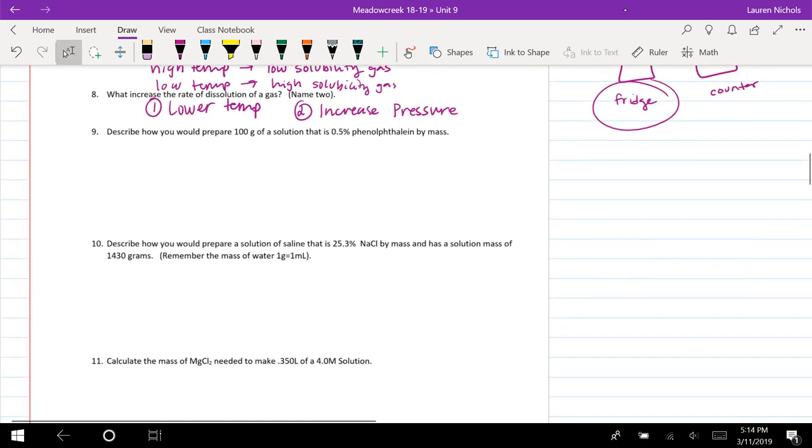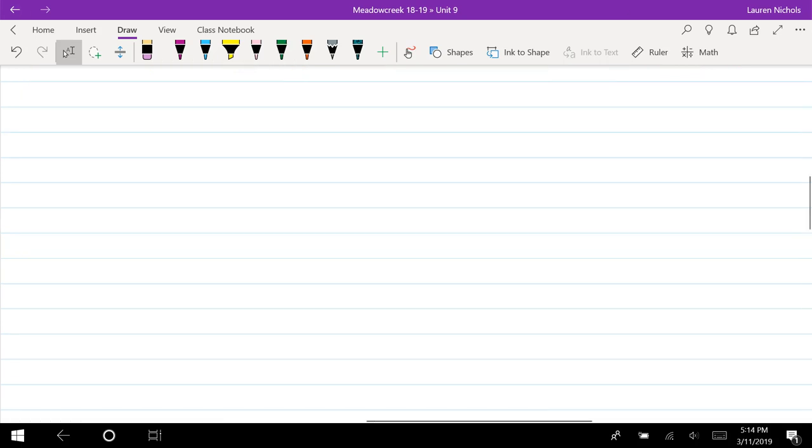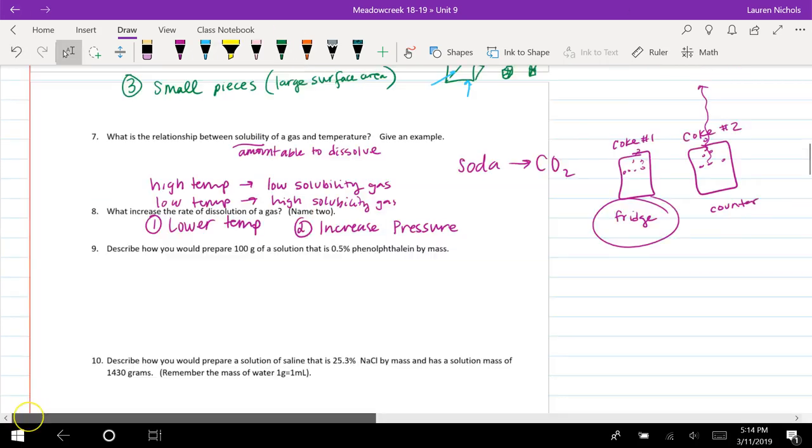All right, so question number 9: describe how you would prepare 100 grams of a solution that is 0.5% phenolphthalein by mass. Okay, so here's the thing. As soon as you see 0.5% by mass, and we're talking about grams, we know that our formula for percent mass is equal to the grams of our solute divided by the grams of our solution times 100.